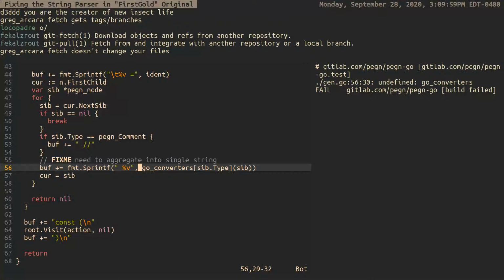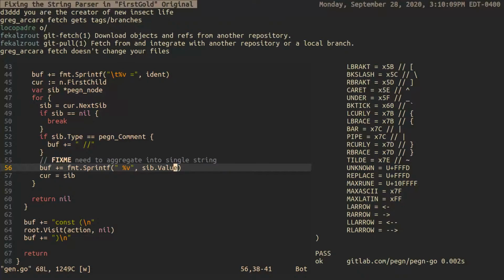I'll just take these converters off and we'll just do sib.value, which you'll see is wrong, just to show you guys why it's wrong. So here it is wrong, right? So this is not Go code, but my strings are there. That's why I wanted to look. So my strings are there and my comments are there. The comments are fixed, which is all good.